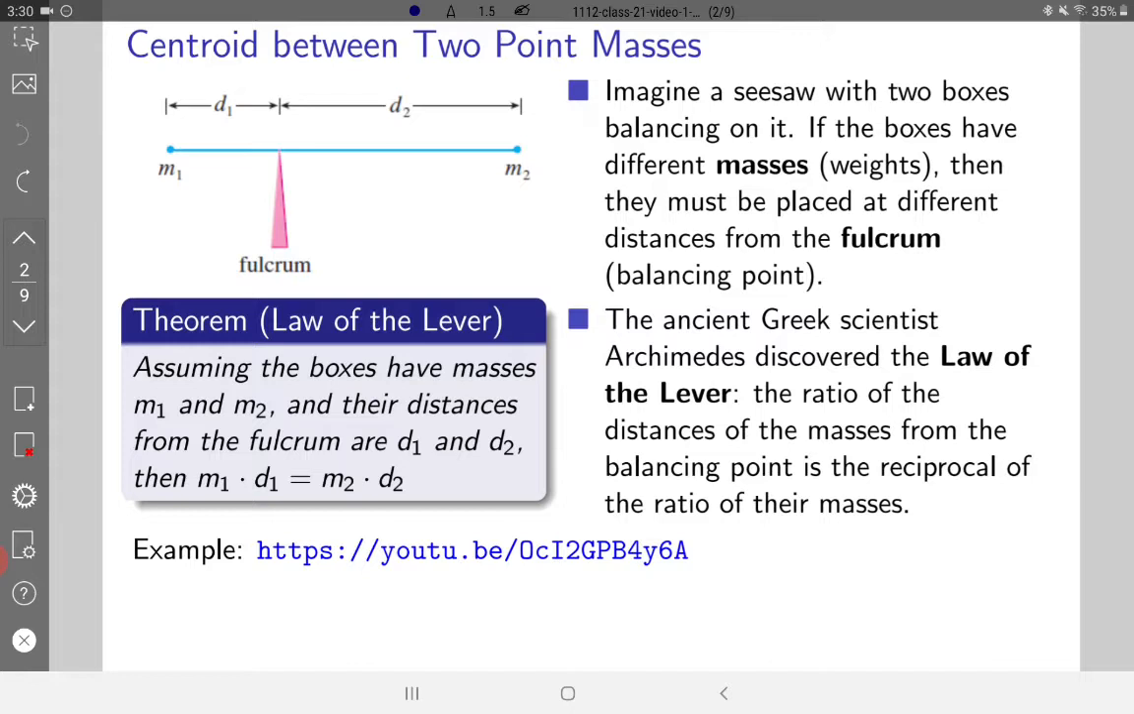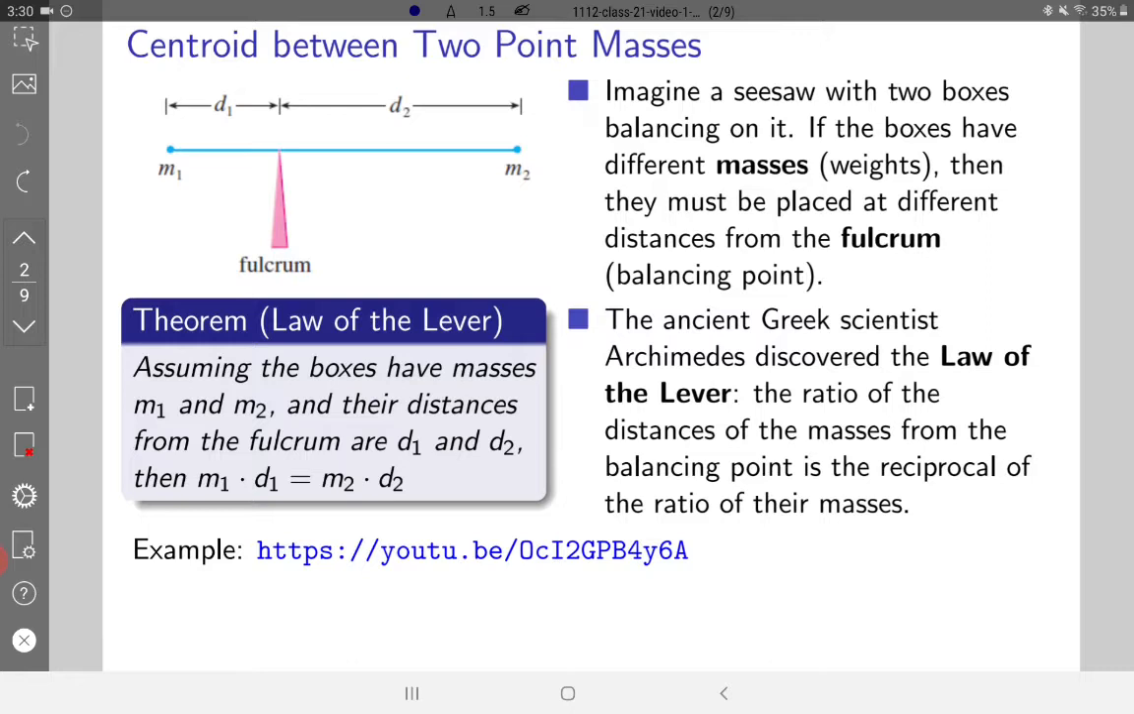I suggest pausing the video, maybe searching for a ruler and some light, slightly different weight objects in your house and experimenting with this on your own, just to try to convince yourself of this. You can try to balance a ruler on your fingertip, or maybe you can go out to the playground and go on a seesaw, but just try to convince yourself of what I just said.